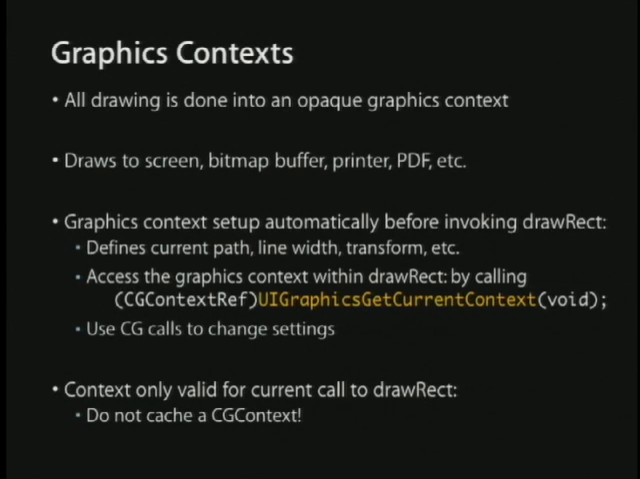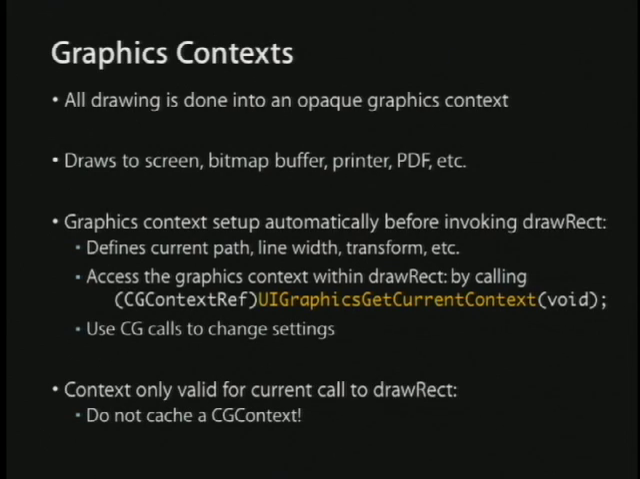As I said, graphics context setup is automatically handled before calling drawRect by UIKit. It defines a few things, including a current path, a line width, the current transform. The transform by default is the identity transform, so there's no rotation, no scaling, no translation. If you're familiar with matrix multiplication, a CG affine transform is just a matrix, and the identity transform is just the unit matrix. You can access the graphics context within drawRect by calling UIGraphicsGetCurrentContext.